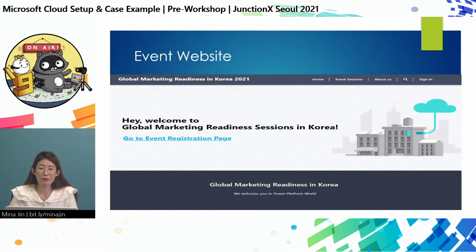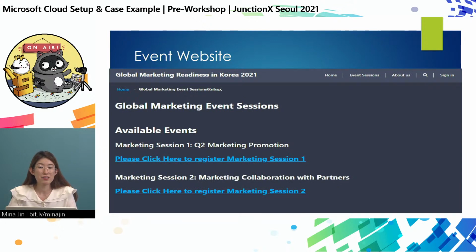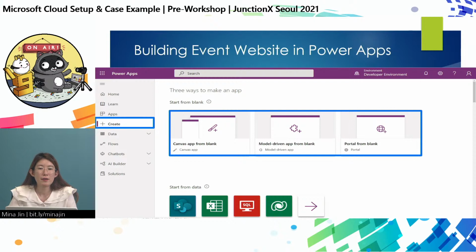The event website provides event information in the Power Apps portal. So you can create a landing page and the event registration page. In the event registration page, you can link the form URL for event registration with a hyperlink, so just by clicking you can go to the form that you've made for the event. So this is the Power Apps portal, and you can build this website in Power Apps.